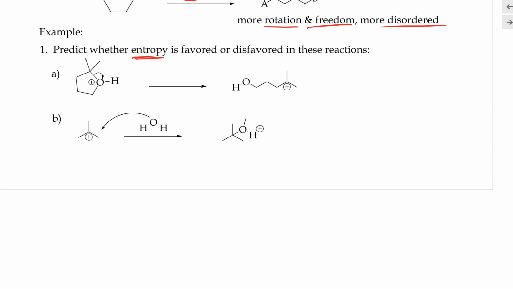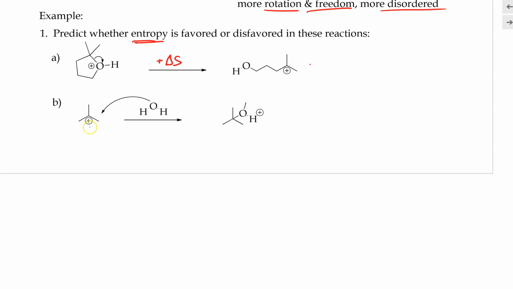So again, we have a ring system, and now it becomes a linear system. So in this case right here, we can see this one is favored. So in this case, delta S will then be a positive value. And now in B, we have these carbocations and water come in to attack this to produce this product. So here in this case right here, we can see that this step right here would not be favored by entropy. So delta S would then be negative. And the reason is because we have two substances on the reactant, and now they become this one substance on the product.